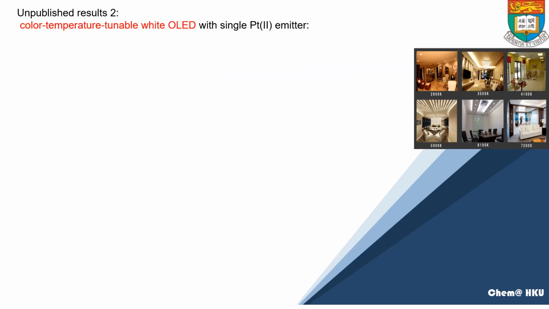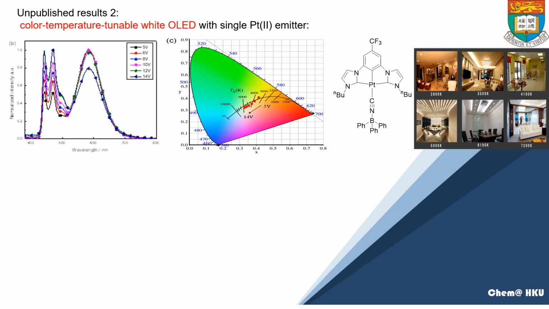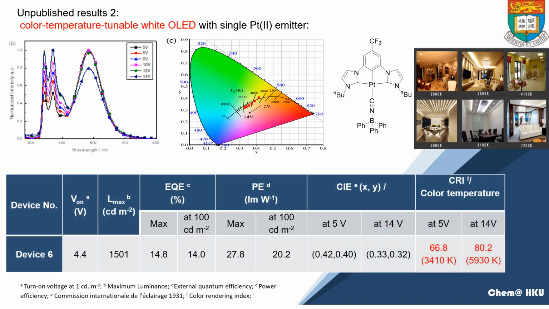And then we use another emitter to fabricate color temperature tunable white OLED with a single emitter. As a result, the color temperature can be tuned in a large range, and the color can turn from warm white to cold white along the blackbody radiation curve.